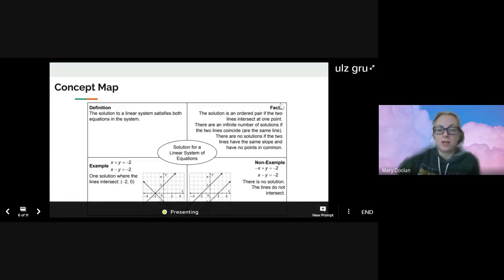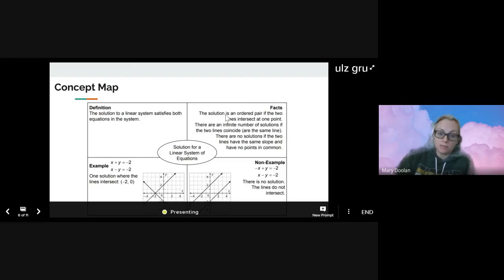And then over here, we have some facts. Well, actually, before I look at facts, let's look at the non-example. We saw the example where there's one solution. For a non-example, we have a different system, two equations with x and y as the variables. And there is no solution, because if you look at the graph, these two lines are parallel. They will never intersect, so they never have a solution. There is no solution.